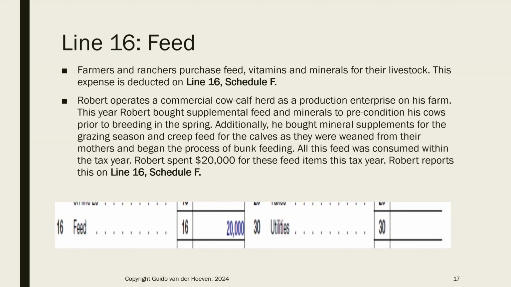So here's feed. This is line 16 on Schedule F as we're walking through the form. So farmers, this is going to be our feed, our minerals, our vitamins for our livestock. The example here is that we've got Robert. He's got a commercial cow-calf herd. He's reported and spent $20,000 for these allowable items in this tax year, and then you just put it there, as you can see.